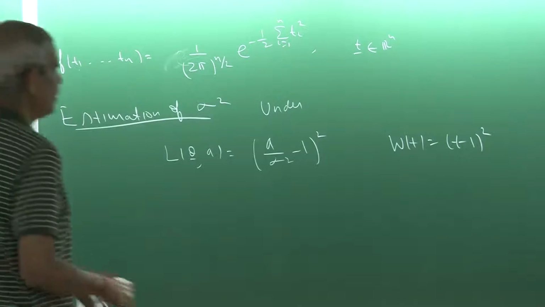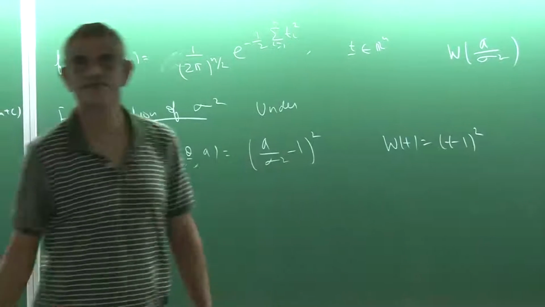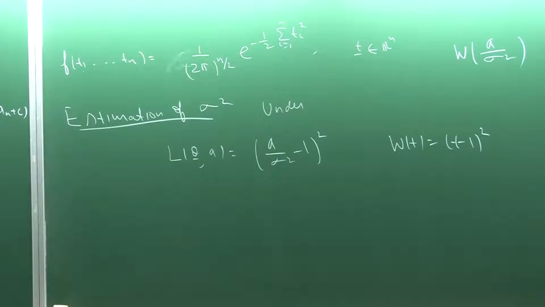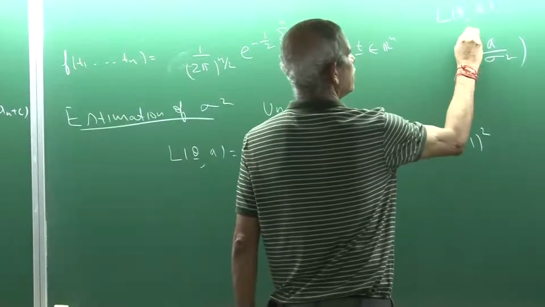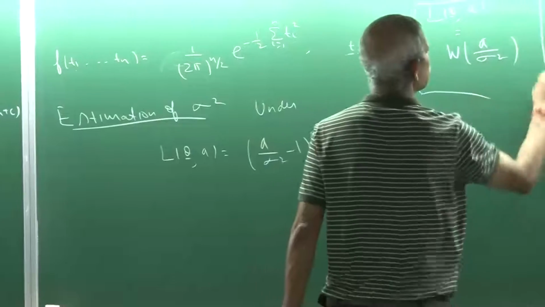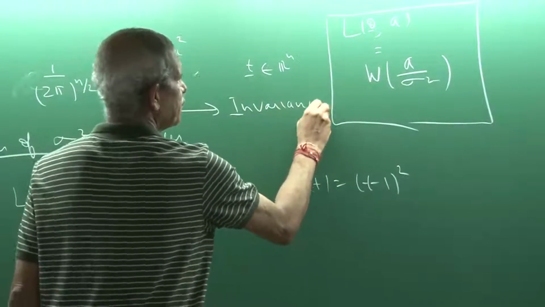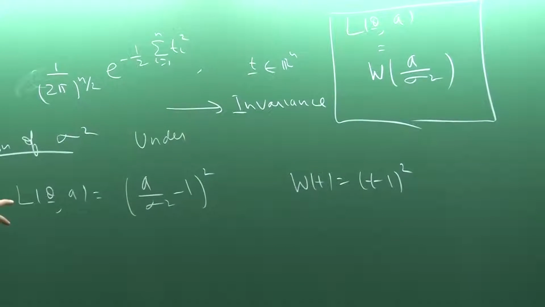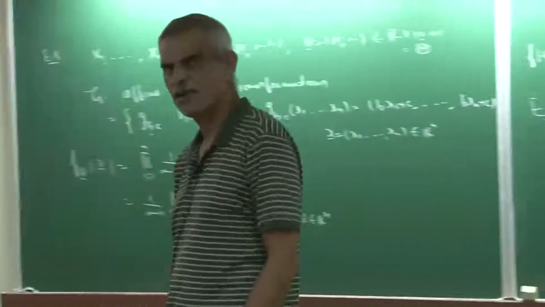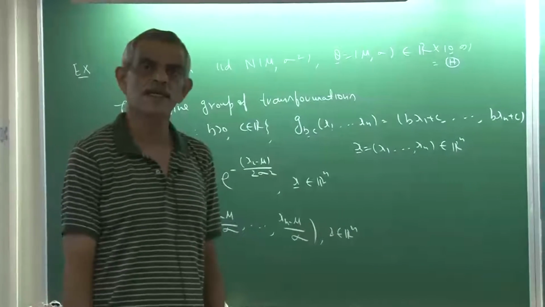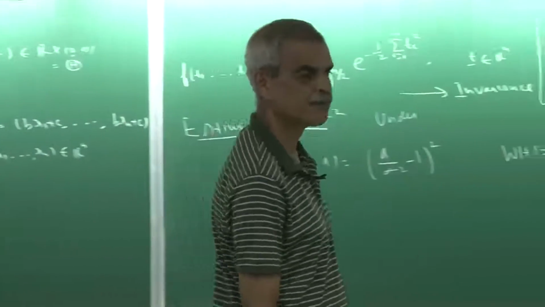Because we have seen that this problem is invariant under the loss function W of a by sigma square. So for invariance, you need L(theta, a) to be of this type. Under all this, you have invariance. So this loss function is of this type with W(t) as (t minus 1) whole square. So the estimation problem is invariant. So one can find the best affine equivariant estimator of sigma square.